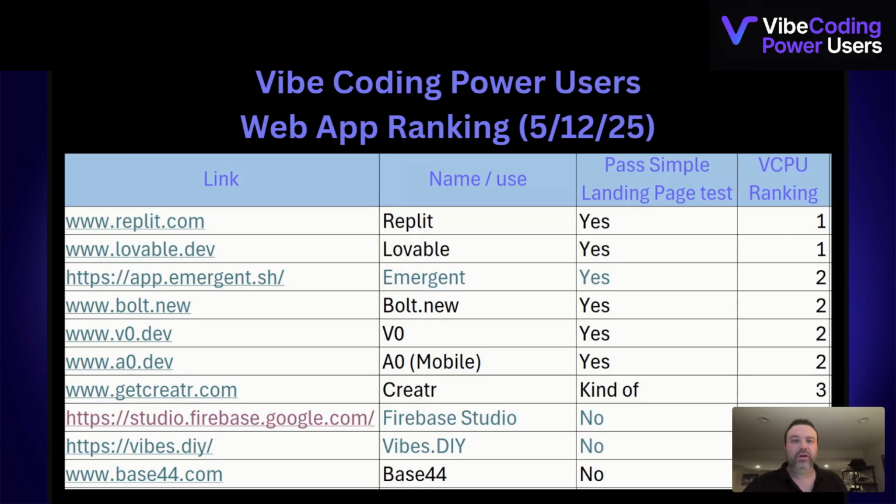Vibes.diy and Base 44, they're kind of lower end ones that are more specific, very specific tasks, and again, did not really impress me when I tried them out. So if you know of a web app IDE app builder that's not in this list, put it in the comments below. I will check that one out for the next video, and I'm going to keep updating these and do different types of tests on them, as well as continue updating the ranking. Right now, I'm really liking Replit and Lovable, but that is subject to change in the coming weeks.